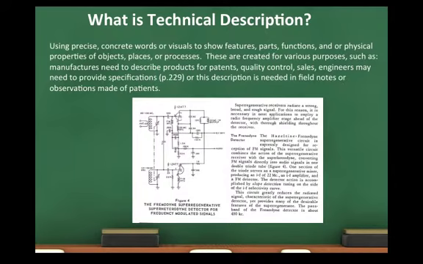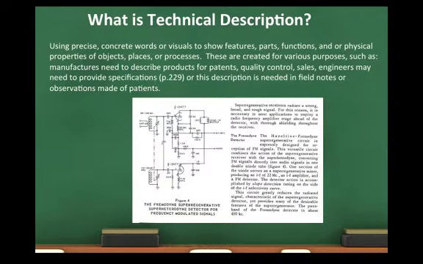Okay, so what is technical description? I give you the definition here, and it's essentially using precise, concrete words or visuals that show specific features or parts or functions or physical properties of an object, place, or process. Generally, these are created for various purposes, and the book lists some. I'll mention some of the ones that are here.